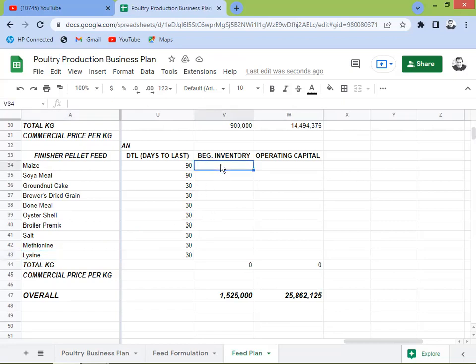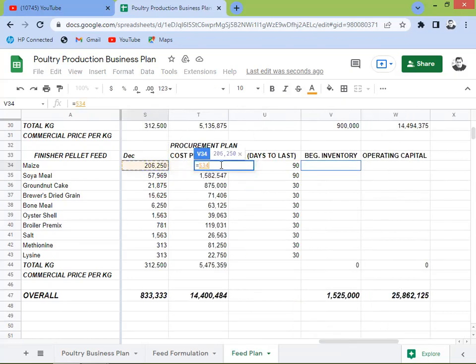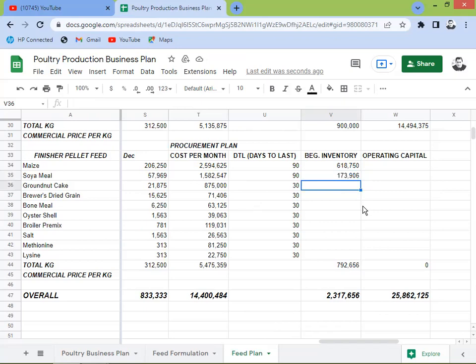Then let's now calculate our beginning inventory, the month multiplied by 3 months for our LC processing requirement. It takes some time to process. There are only two materials that we have for the finisher, the maize and the soya meal, and all the rest are local. So no problem. You can just transfer this and then copy it down again.